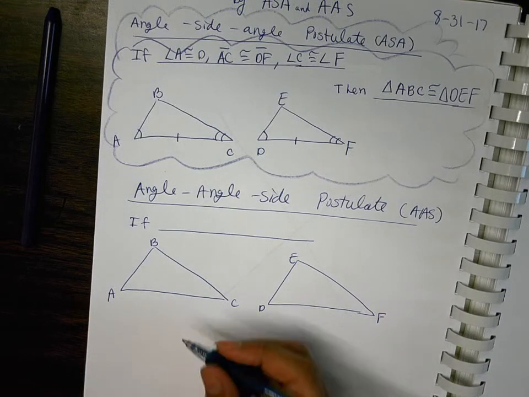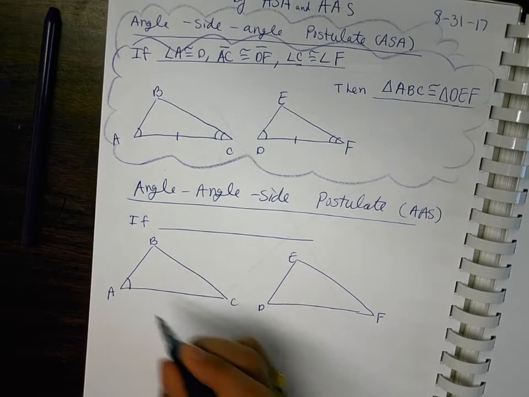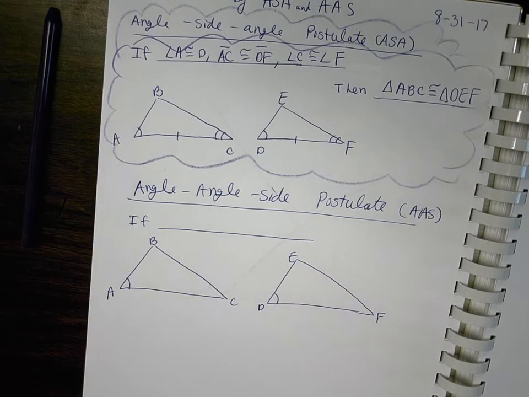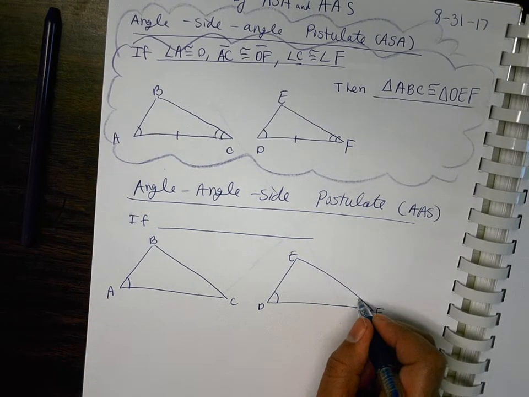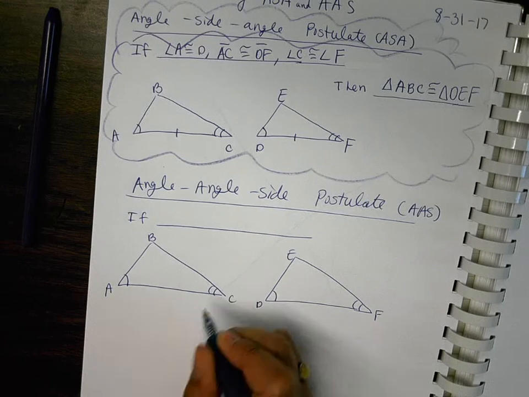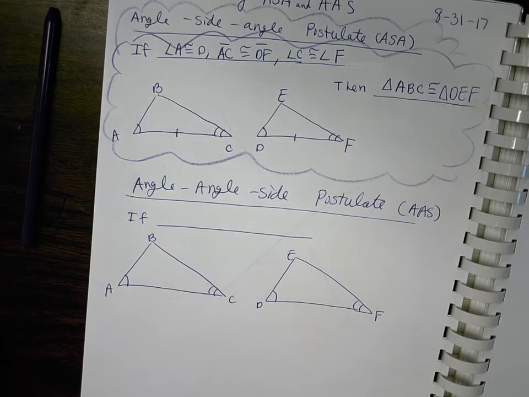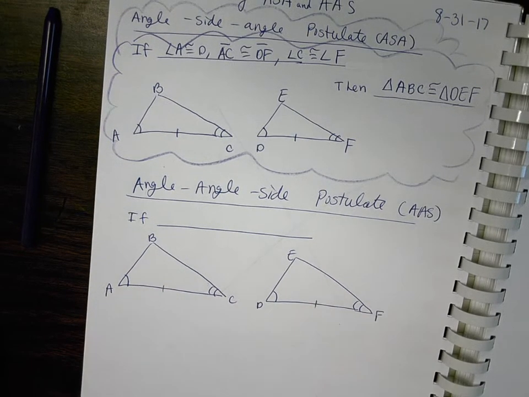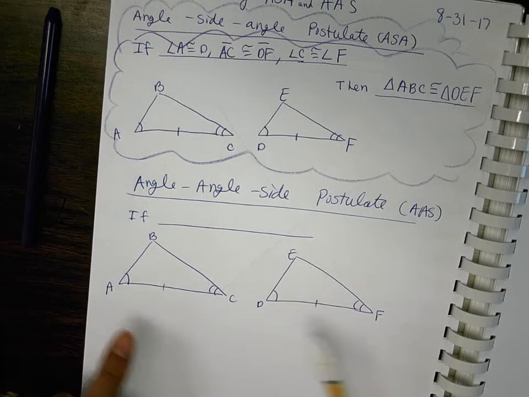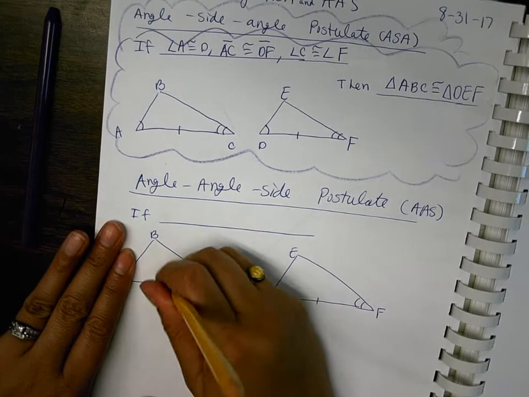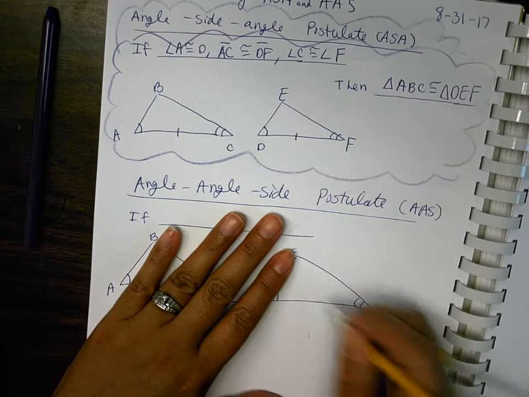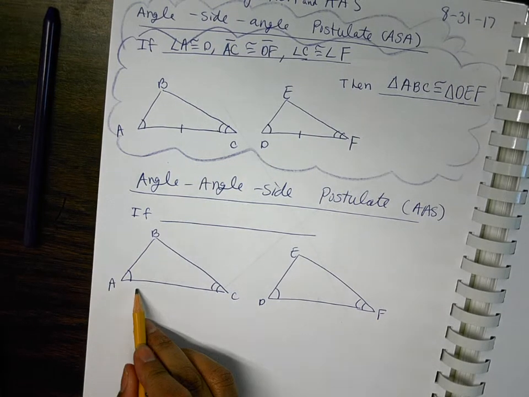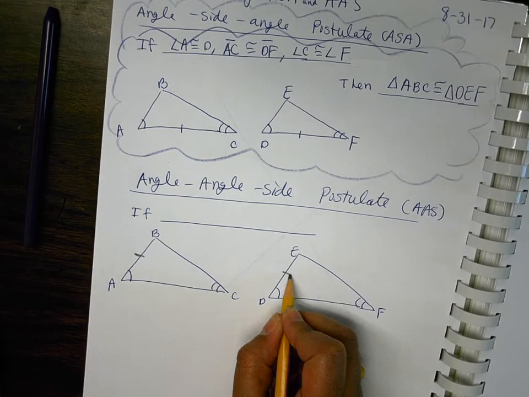Okay, let's put markings here. I'm going to put angle A marking and angle D. They are congruent. Then F and C. And this next one I'm going to make in pencil because I'm going to erase, so don't write it with me. Is that the correct marking for angle, angle, side? No. It has two angles and one side, but the side is sandwiched. And should it be sandwiched? No. Angle, angle, side.